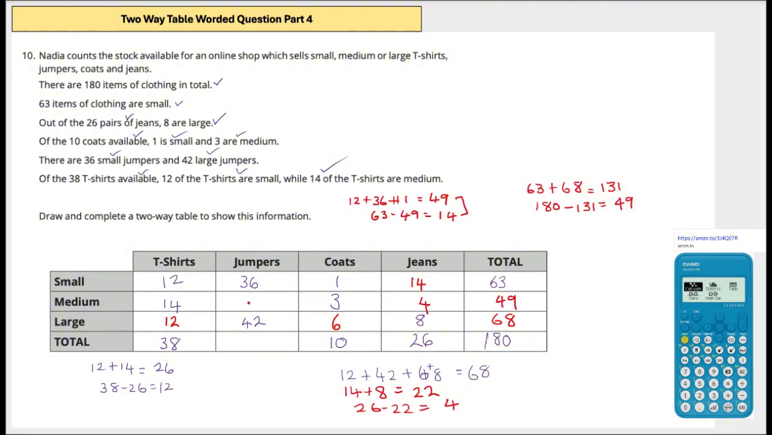Medium in jumpers. Well, we know what we're doing there. It's going to be 14 plus 3 plus 4 equals 31. Then our total is 49. 49 minus 31 equals 28.